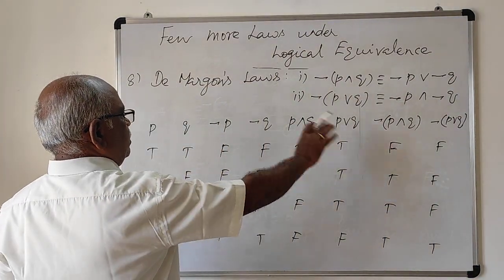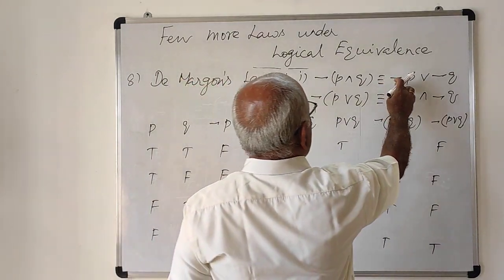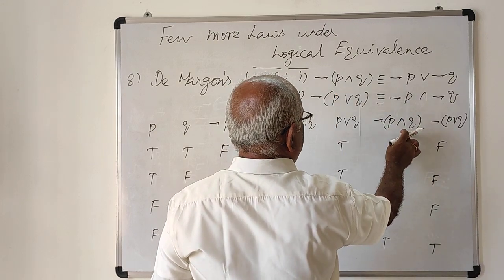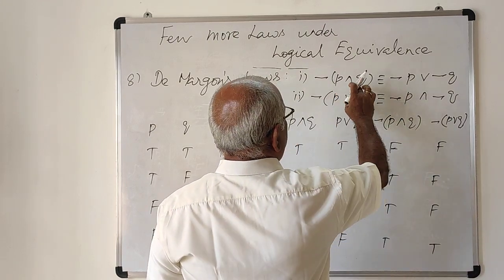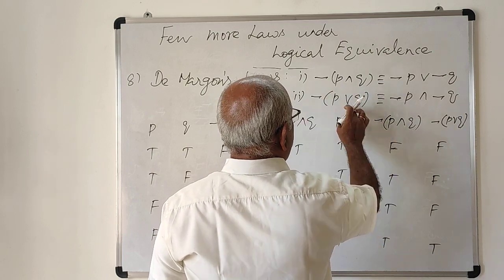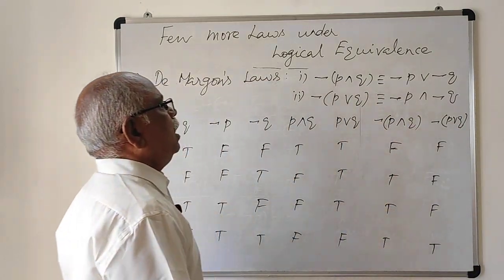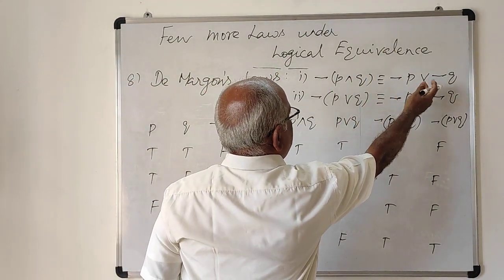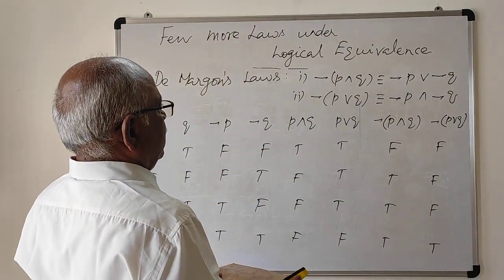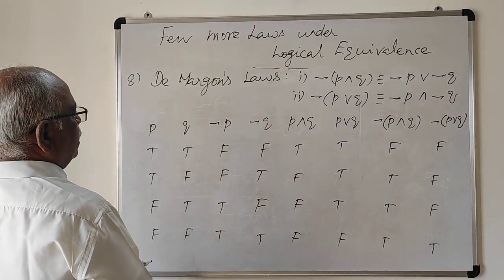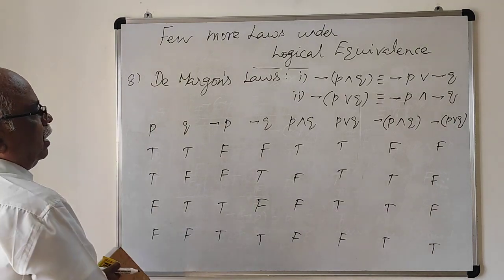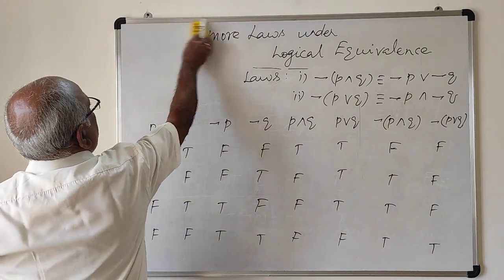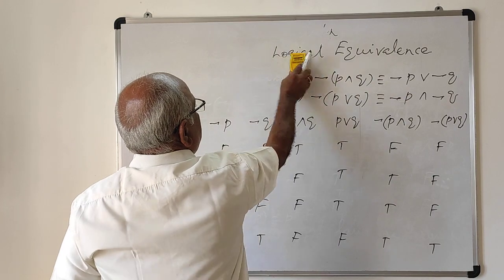See, the truth table now consists of one more column. Negation of P disjunction Q is here. Similarly, negation of P conjunction Q is this. Now, for the first law, we want negation P disjunction negation Q. I will write here. Few more columns we want, therefore I am erasing here and writing.